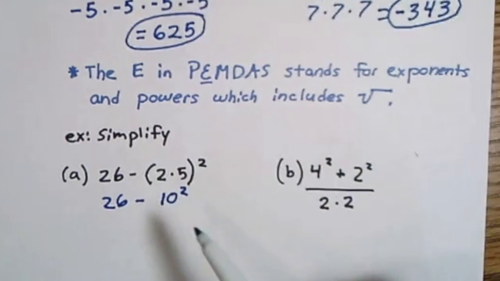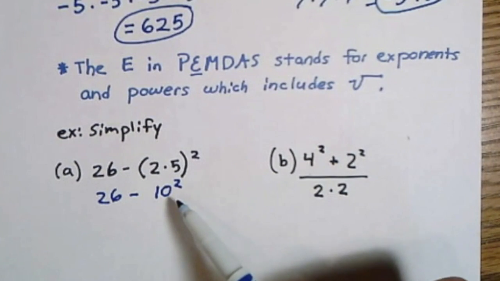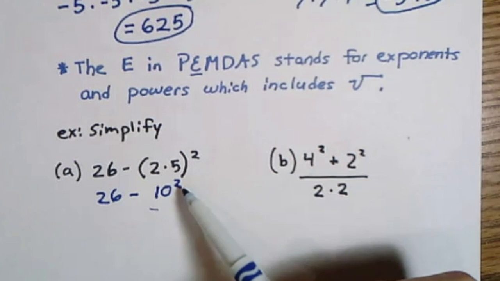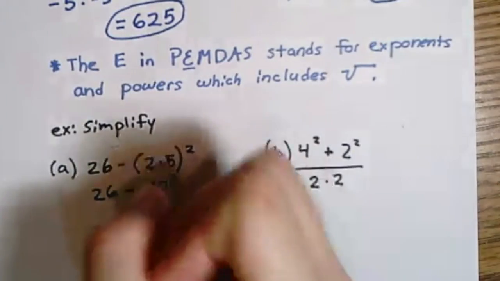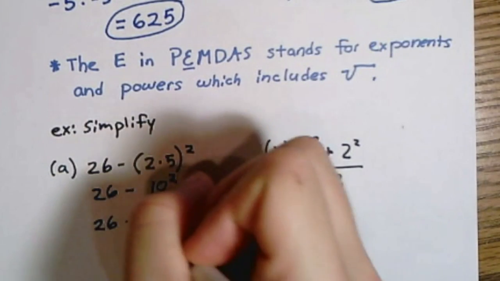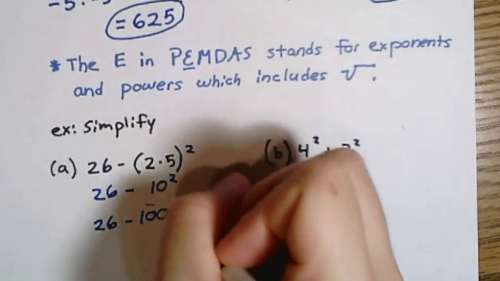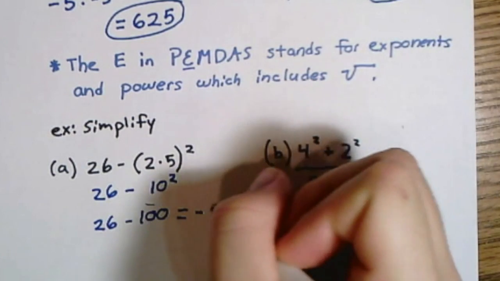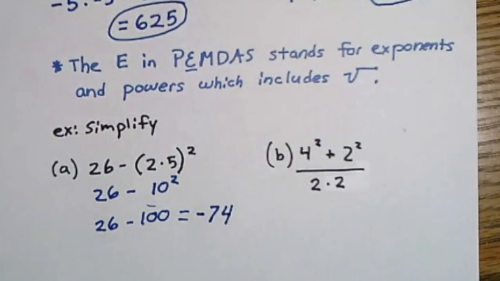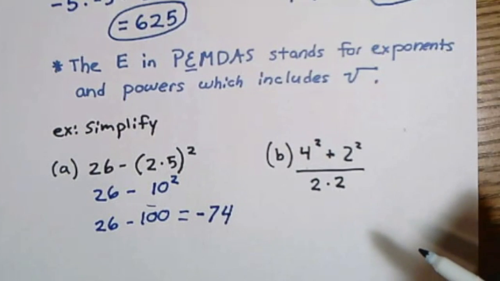Next, I'm going to do exponents. So I'm not going to do 26 minus 10. I'm going to simplify this. 10 squared is not 10 times 2. It's 10 times 10, which is 100. So 26 minus 100. I'm adding 2 numbers that have different signs. 26 is positive, -100 is negative. So I'm going to find the difference. 100 minus 26 is 74, and I will give it the sign of the bigger number, which was the 100. So our answer is -74.